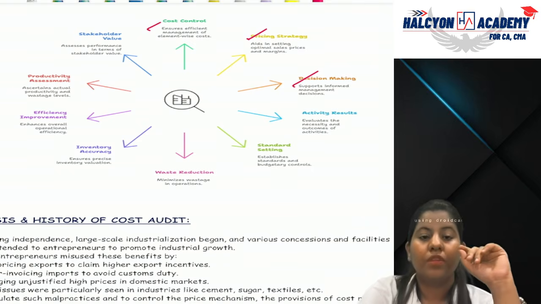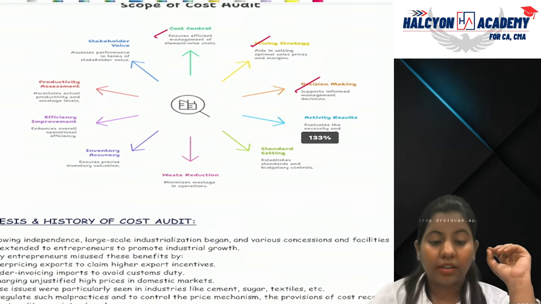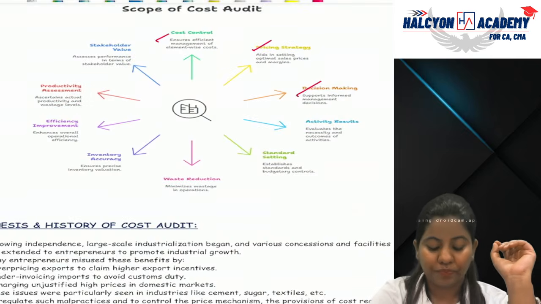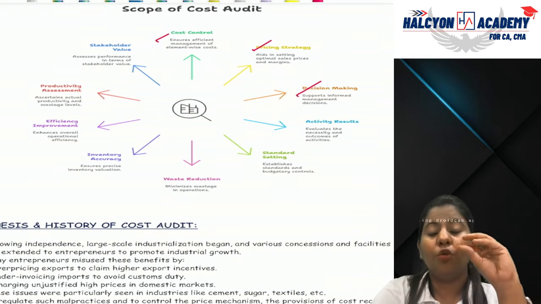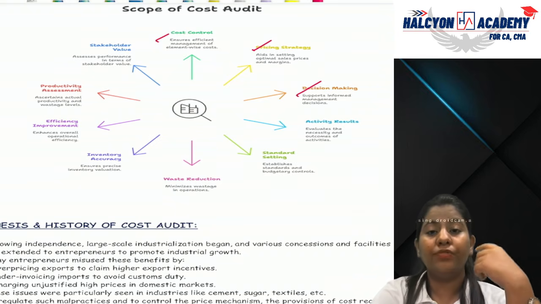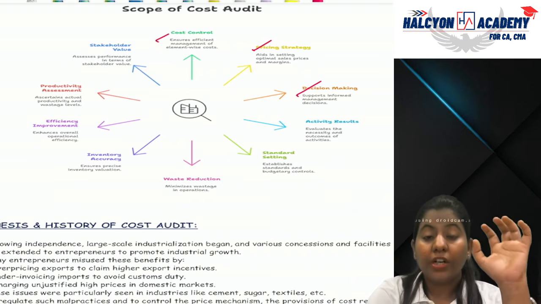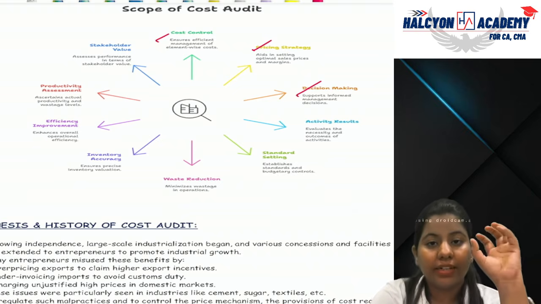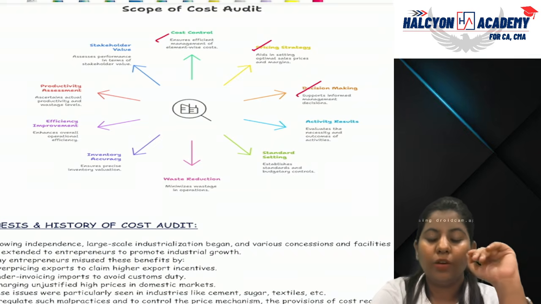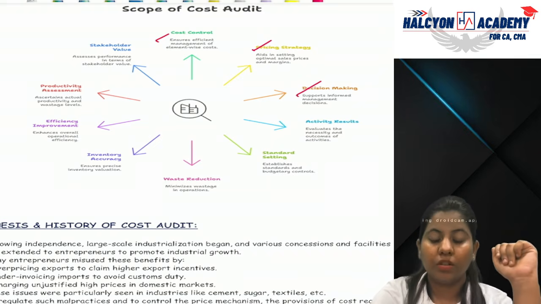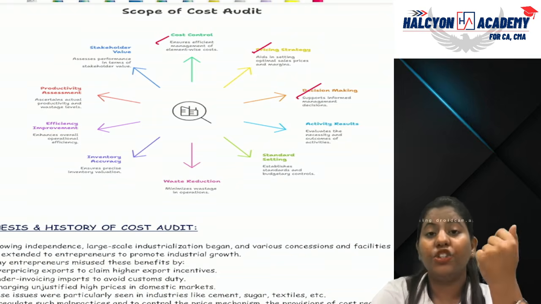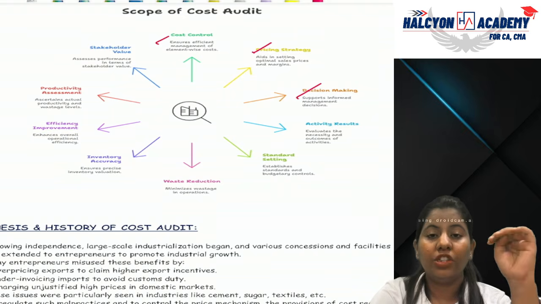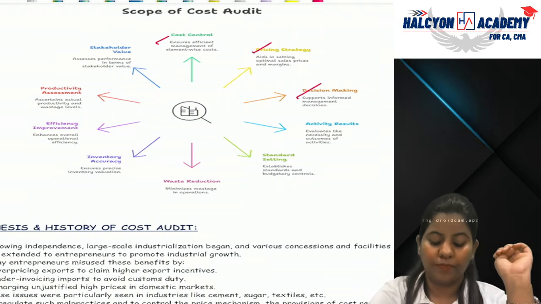Next, decision making. Cost audit provides detailed and factual data, so it helps the management to take decisions. If the management wants to discontinue any product or wants to invest in a new product, it would take the help of the cost records, the audited data, right? On the basis of that only the management will take the decision, na? So cost audit provides data which is factual and detailed, on which the management relies to take decisions.